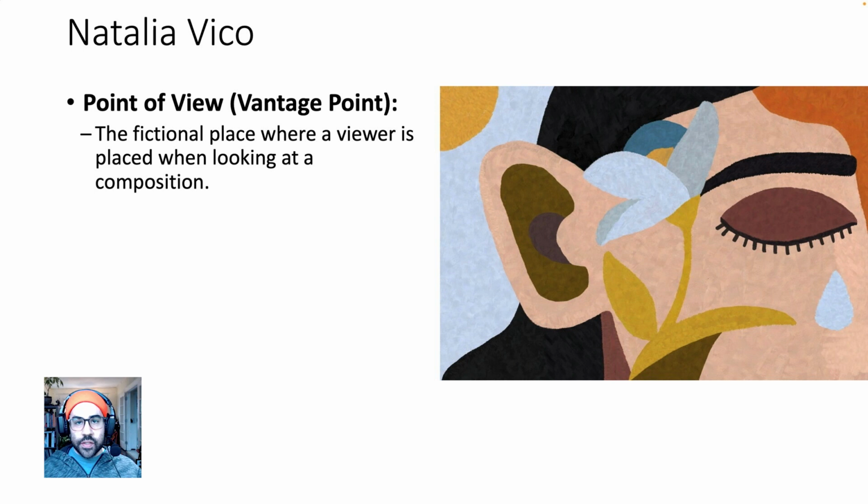Now we could also look at an illustrator like Natalia Vico. In this example, our point of view is very, very close to the subject. So that's giving us this feeling of tightness, intimacy, like we are right next to this person's face, very close up. So point of view or vantage point is something really powerful that you can use to manipulate the way that it feels to look at or experience an image.